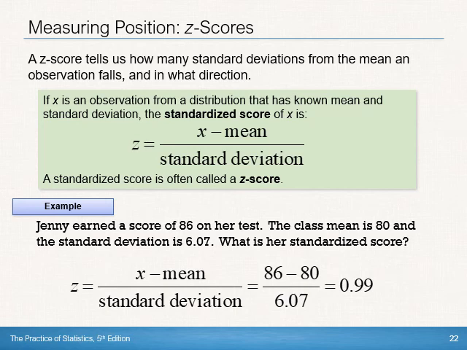Remember, this is not a percentile. She's not at the 90th percentile. That 0.99 is close to 1. That means her test score is just shy of 1 standard deviation above the mean. So you can kind of see that, right? She's at 86. The standard deviation is 6, and that's just about 6 above the mean, which is 80. So she's right at 1 standard deviation above the mean.